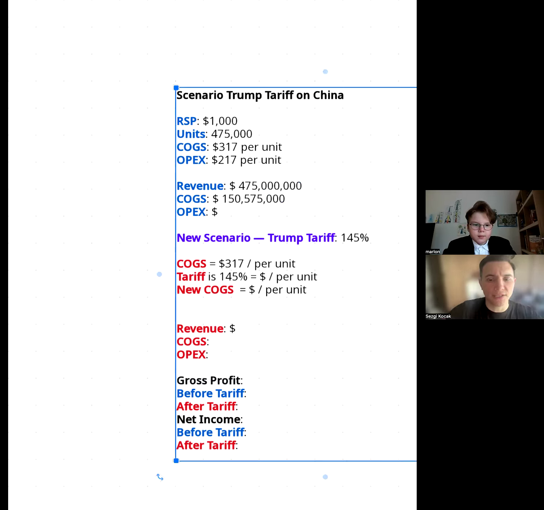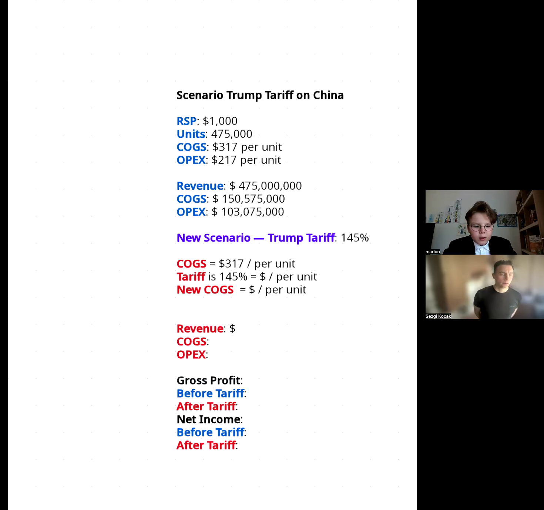And remind me, what is the COGS formula and OPEX formula? The COGS formula is the units multiplied by COGS per unit, which gives the entire COGS. And to get OPEX, it's the same thing, but you use OPEX instead of COGS. That is correct.